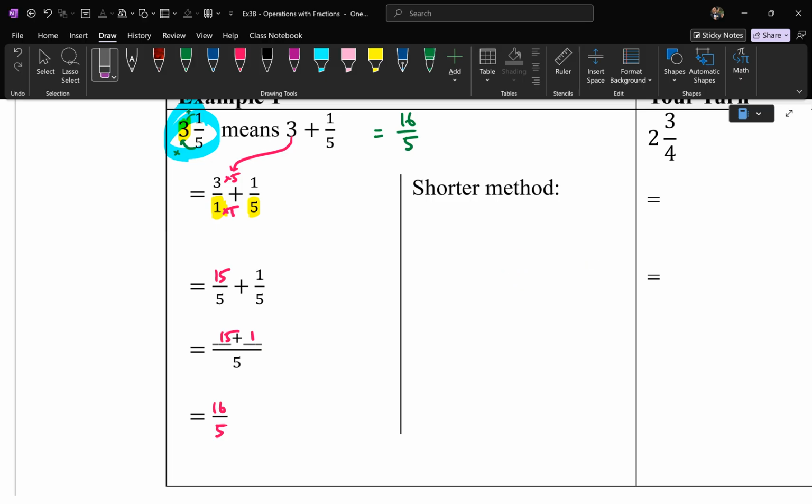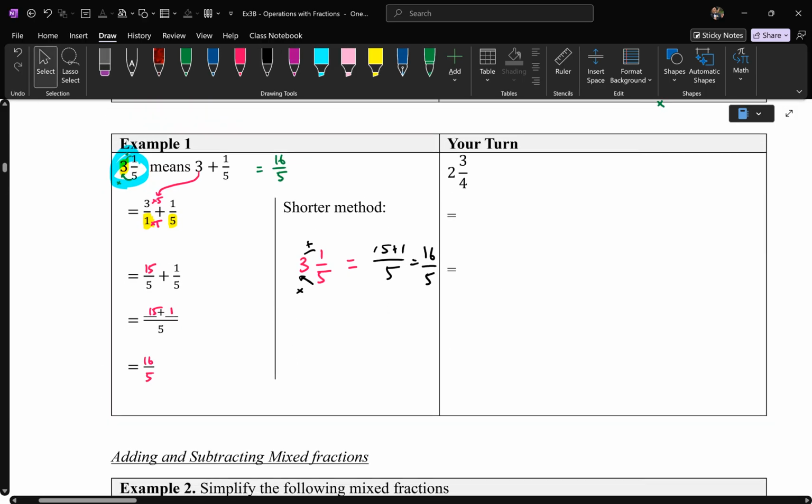All right, team. So the short method we already learned. So I'm just going to write the last bit. 3 and 1/5 is equivalent to 5 times the 3. Shh. Thank you. Don't speak while I'm speaking, please. And that gives you 15 plus 1 on 5. That's how you get 16 on 5. All right?